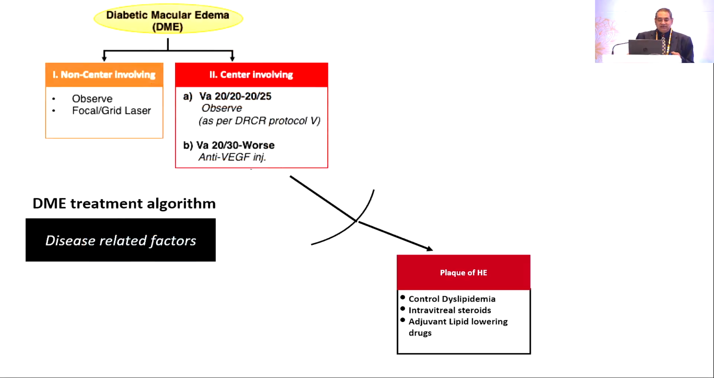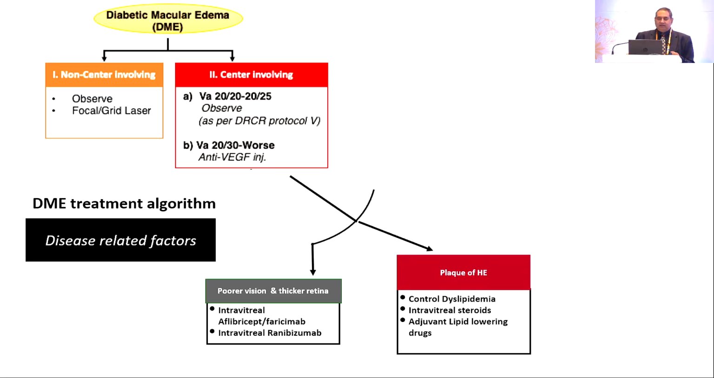There are certain disease-related factors. If it's a plaque of hard exudate in diabetic macular edema, you want to control dyslipidemia. Intravitreal steroids have a little edge, and you can also use adjuvant lipid-lowering agents. We also know that if it's a thicker retina with poorer vision, the newer agents like aflibercept or faricimab may be better.